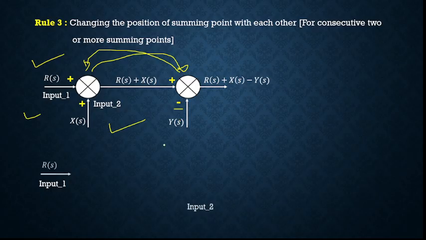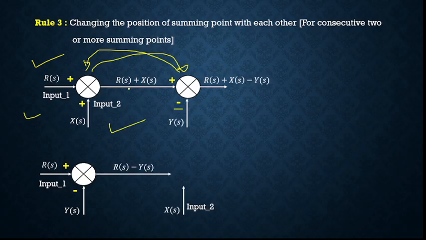So R of S is input 1 as it is. We will change the summing point here. So I will take Y of S here with a minus sign. So I have taken this summing point here, this summing point here. So what will be my output here? R of S minus Y of S. Now my second summing point will be coming here. So input 2 will be X of S. So with the change in sign also I have taken this summing point here. So what will be the output? It will be R of S minus Y of S plus X of S.